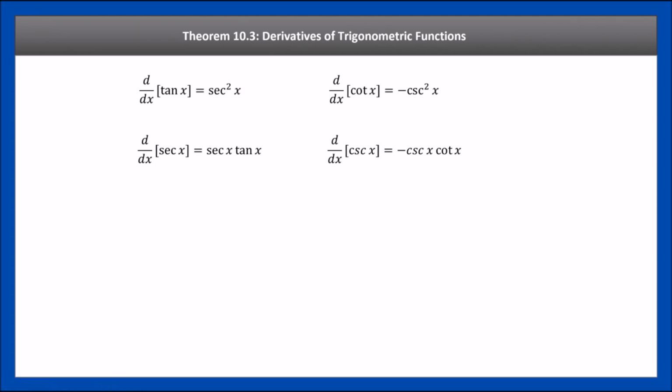All right, so now we're just summarizing the derivatives. So now we know the derivative of tangent is secant squared. We know the derivative of cotangent is negative cosecant squared. And the derivative of secant and the derivative of cosecant. So this is just summarizing what we got for theorem 10.3. All right, so we derived those. Now we know what they are, so we can just use them.